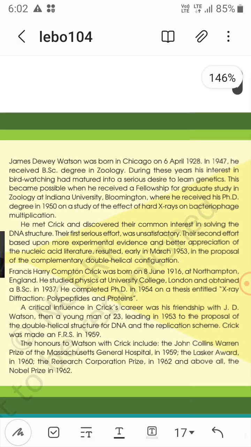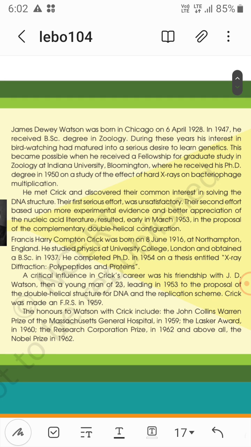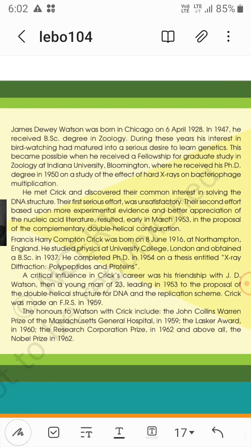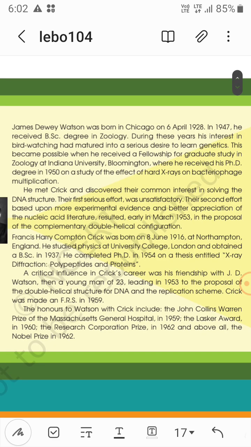What did they do? Watson studied the effect of hard X-rays on bacteriophage multiplication. Then Crick, he was solving the DNA structure.